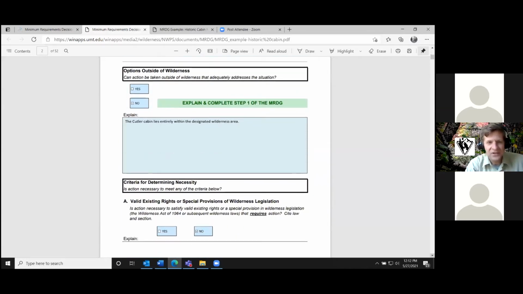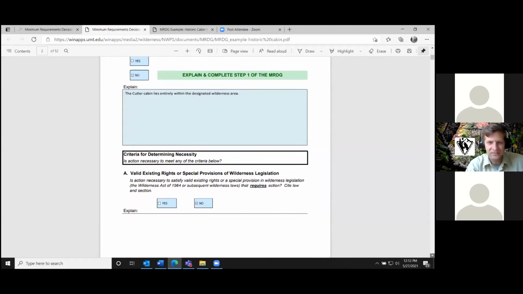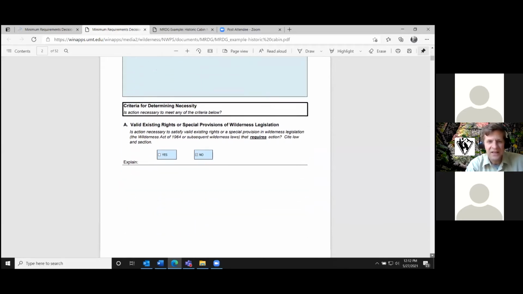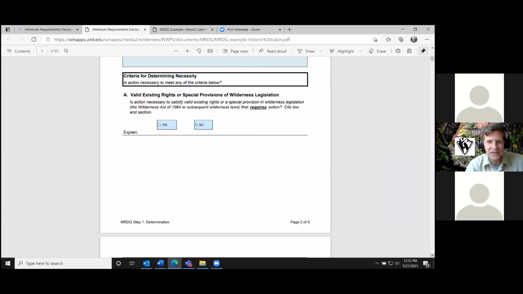Okay, and there's the first question. Options outside of wilderness? No. And then it asks you to explain why. And this is pretty clear. The cabin sits in designated wilderness. And then, is action necessary to meet any criteria as far as special provisions? And the answer is no.